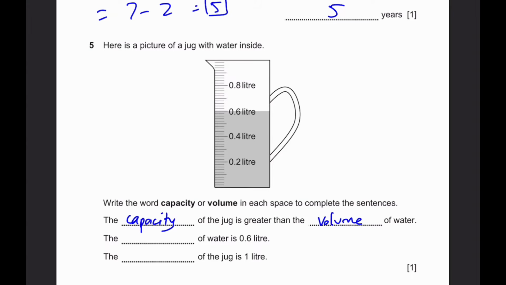The dash of water is 0.6 liters. Of course, same thing, volume. And here, once again, the capacity of the jug is 1 liter. Let's go to question 6.